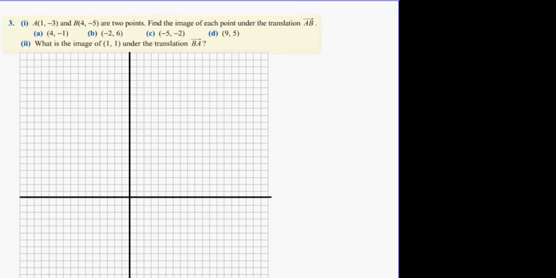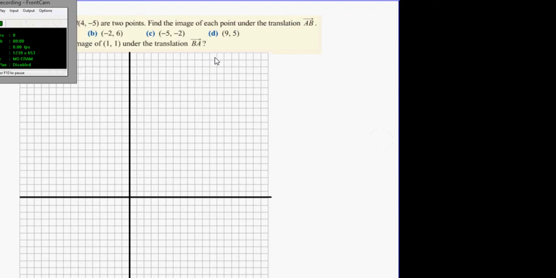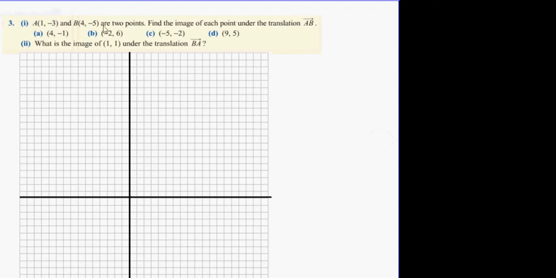3, right? I'll do D and I'll do part 2. So guys, what this says is A is the point (1, -3) and B is the point (4, -5), okay? And what I want us to do is find the image of each point under the translation A to B and find these points here, okay?